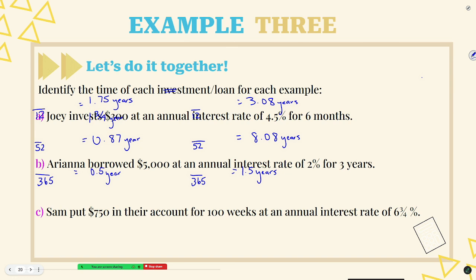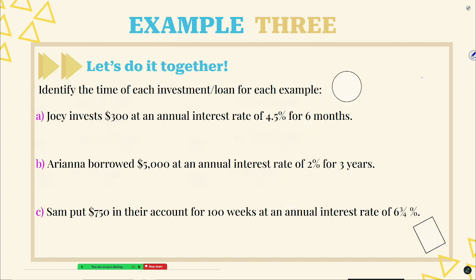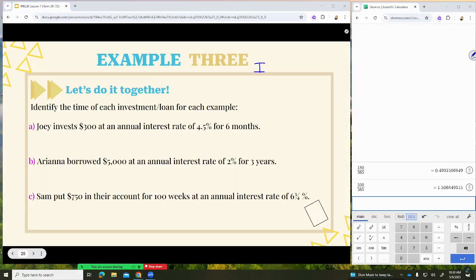Let's put it all together. We know how to calculate principal. We know how to calculate rate. We now know how to calculate time. So let's put it all together. Our formula is I, which is interest, equals P, which is principal, times R, which is rate, times T, which is time.